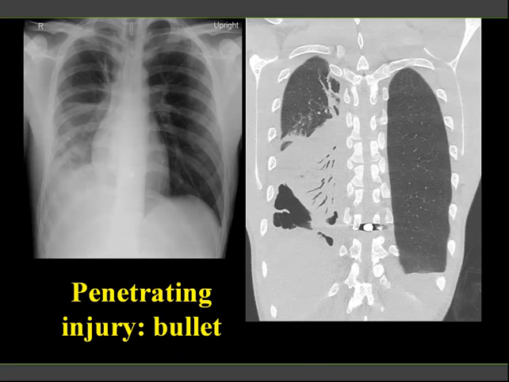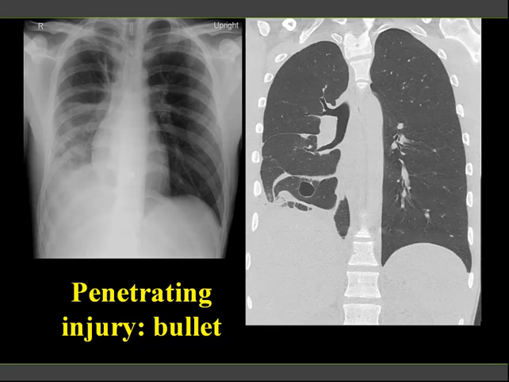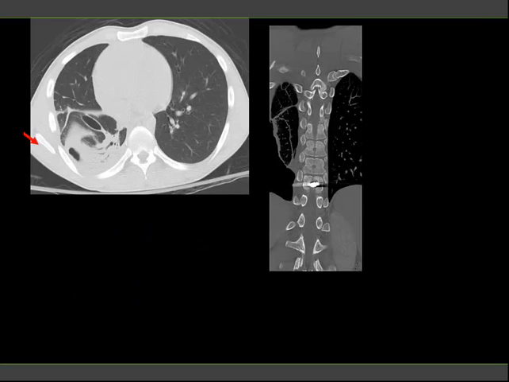This, on the other hand, is a penetrating injury. A bullet penetrated the right chest, and you can see how there is consolidation, pleural fluid. There's a large defect, a laceration in the lung caused by the bullet. The bullet can be seen overlying the spine. This is the trajectory of the bullet that can be followed on CT slices in the coronal and in the axial plane.